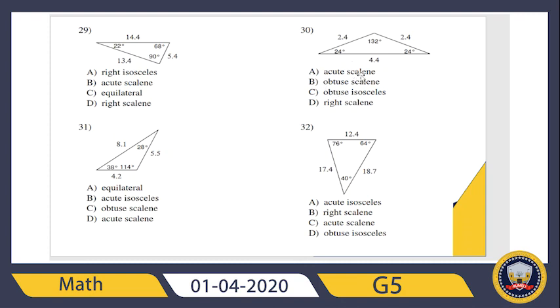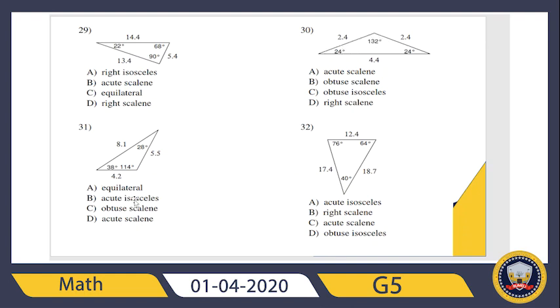Let's see the choices. Is it acute scalene, obtuse scalene, obtuse isosceles, or right scalene? The answer is C. It's an obtuse isosceles triangle. Obtuse because I have one angle here which is greater than 90 degrees, and isosceles because I have two sides which are equal in their length.